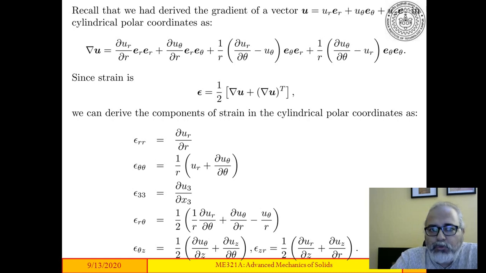When you do this nabla times u, you have to remember that er and e theta are not fixed basis vectors, but are themselves functions of theta. So you have to carefully take the derivatives with respect to theta of the base vectors themselves. If you do that and write the strain out, these would be the 6 independent components of the strain tensor that you would get in the cylindrical polar coordinate system.